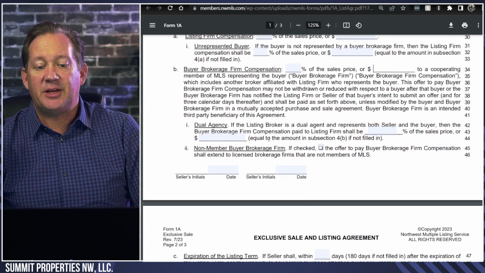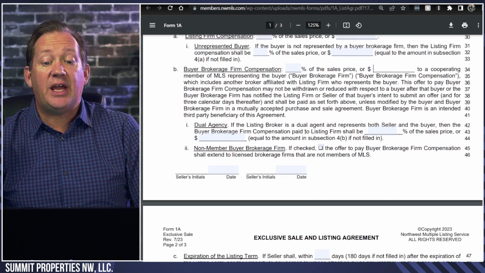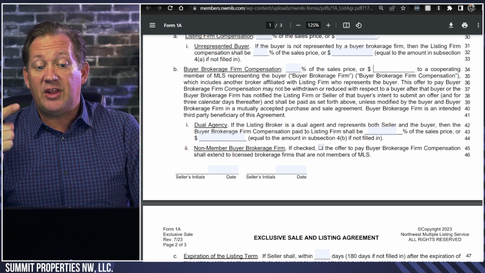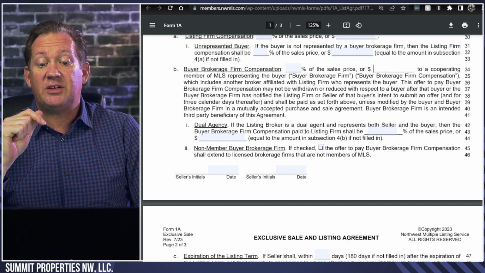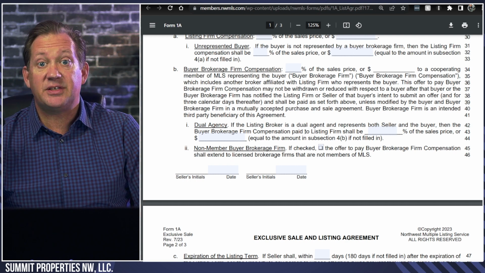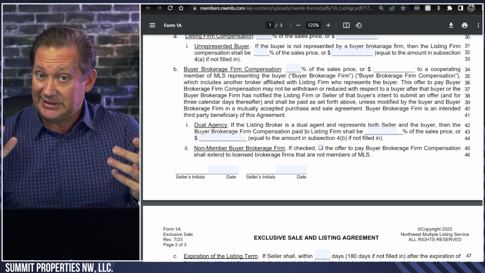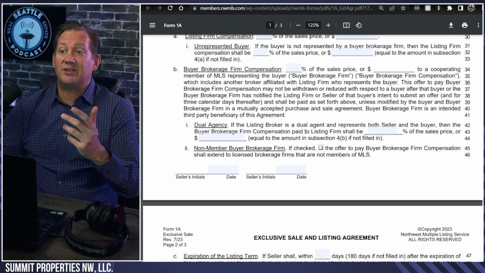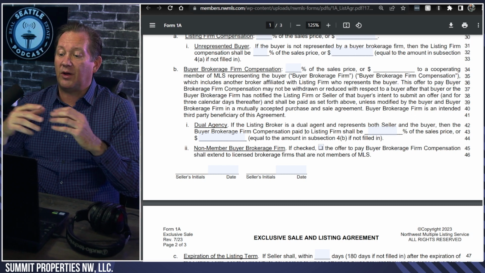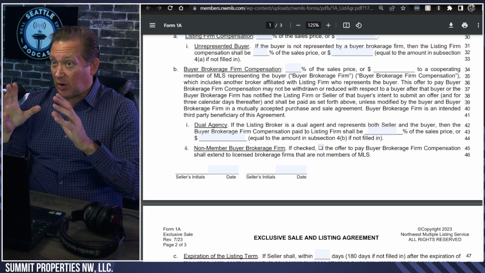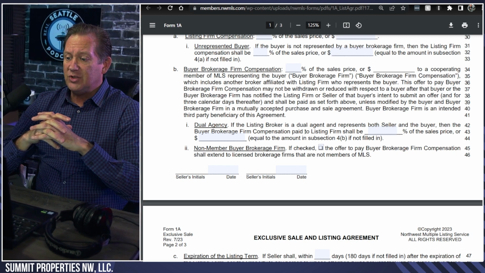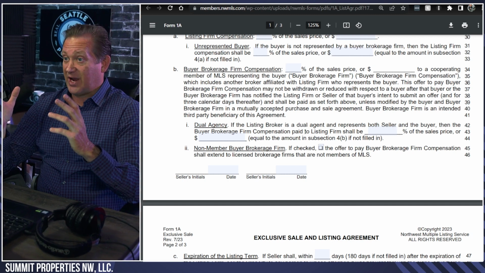Here's dual agency. If the listing broker is a dual agent, represents both the buyer and the seller, then the buyer brokerage firm compensation paid to the listing firm shall be XYZ percentage of the sales price. Remember, you're working both sides of that transaction, so make sure that you've worked out a deal that you're okay with. And also check with your managing broker if your firm will even allow a dual agency transaction.